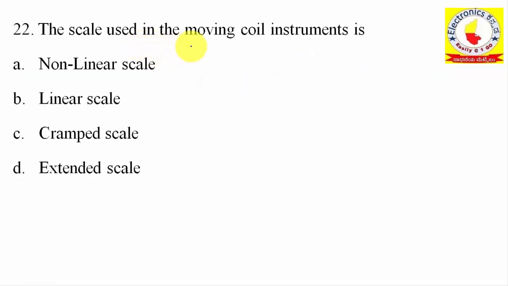The scale used in the moving iron instrument is, we know that in the case of permanent magnet moving coil, the scale used is linear scale. In the case of moving iron, the scale used is non-linear scale.